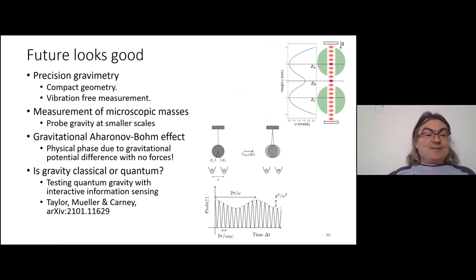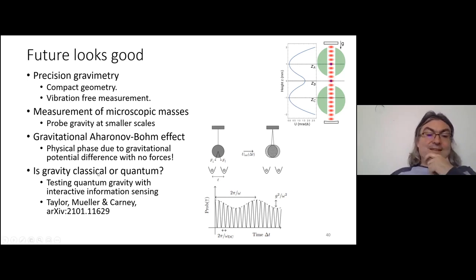So in the future, we'll try to make this better, longer holds, better contrast, and then we can use that as a compact vibration insensitive gravimeter. We can try to measure gravity of smaller masses to explore gravity at smaller scales. We can go for a gravitational Aharonov-Bohm effect and try to show that there's a phase difference generated by gravity in the absence of classical forces.